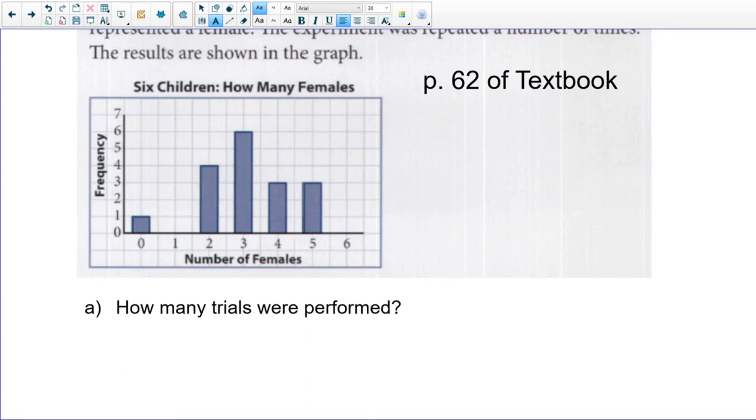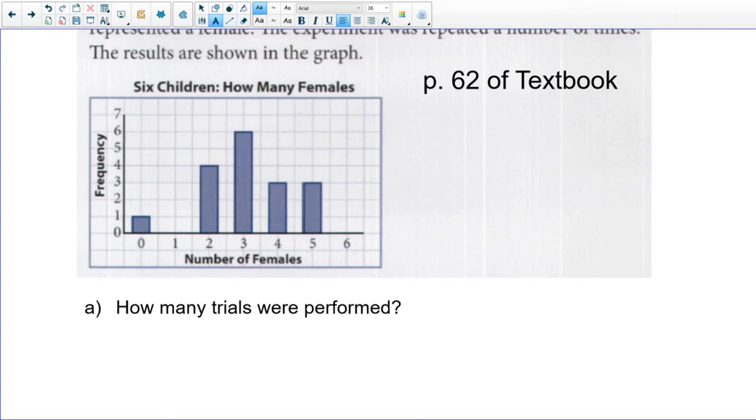How many times did we get 2 females in our rolls? Well, 4 times. How many times did we get 3 females in our rolls? 6 times. How many times did we get 4 females, 5 females, 6 females? Okay, so this frequency chart can tell us how many trials were performed, because all we have to do is add up all of the heights here.